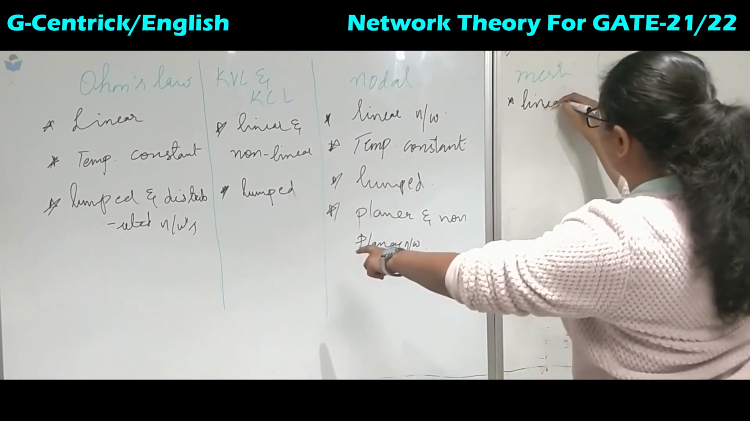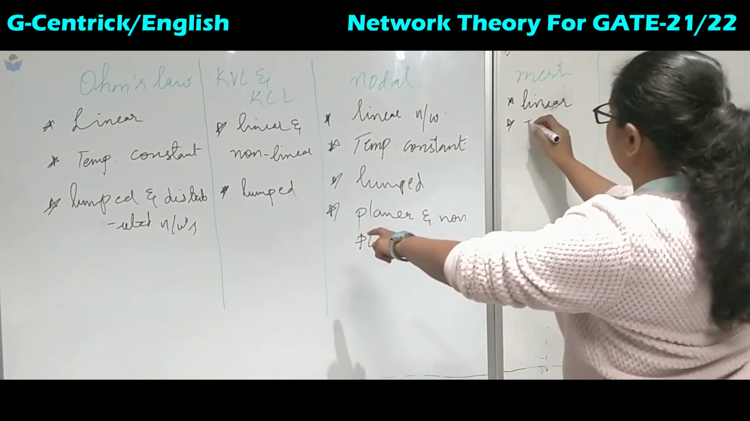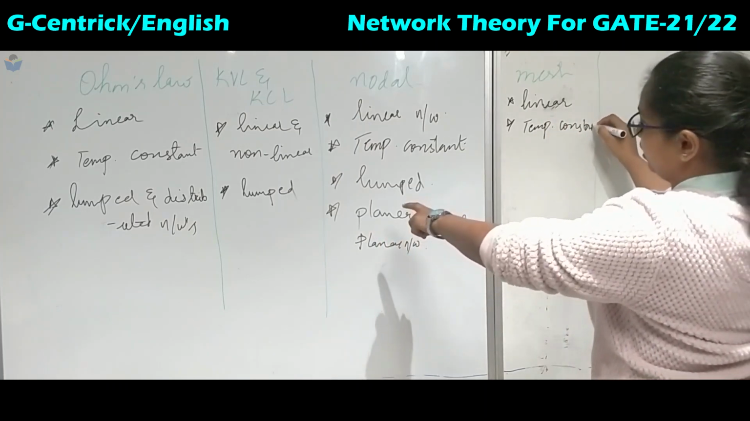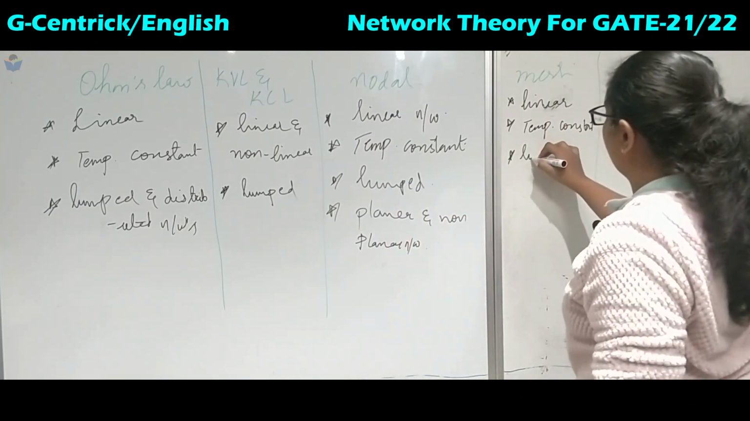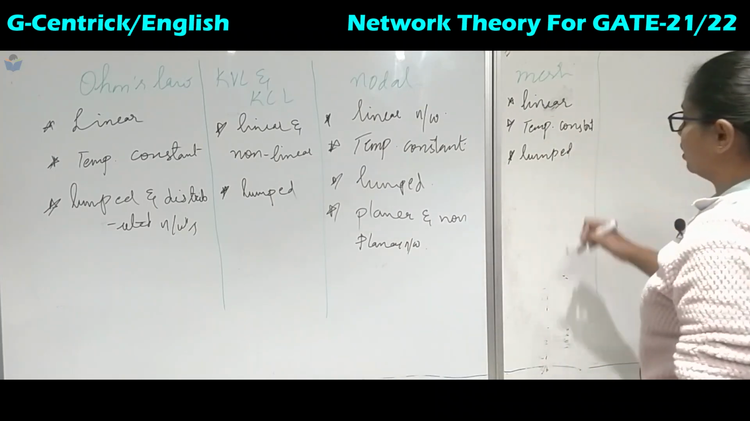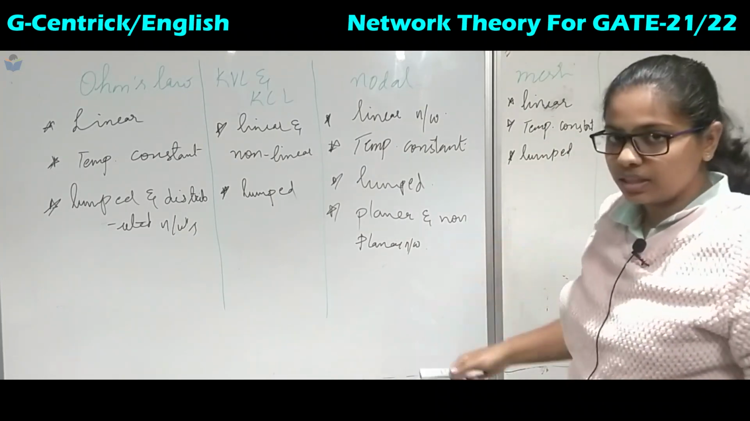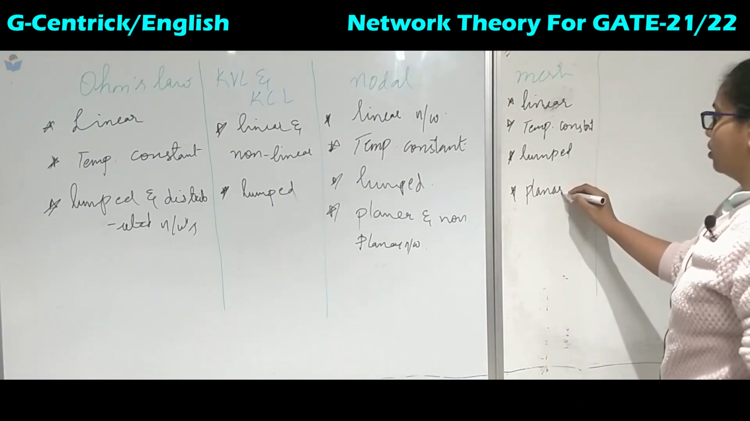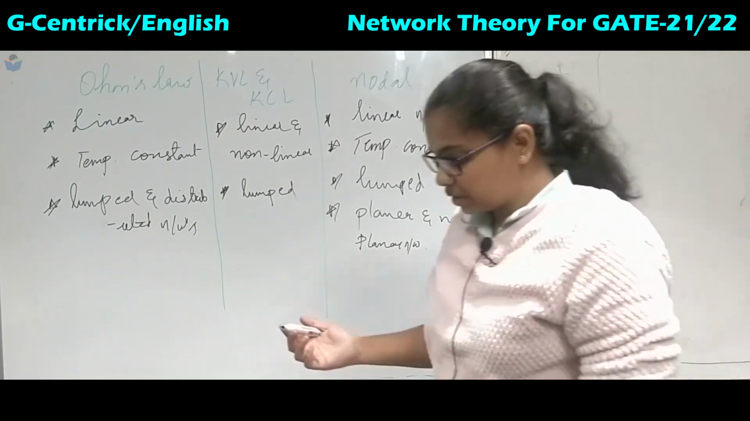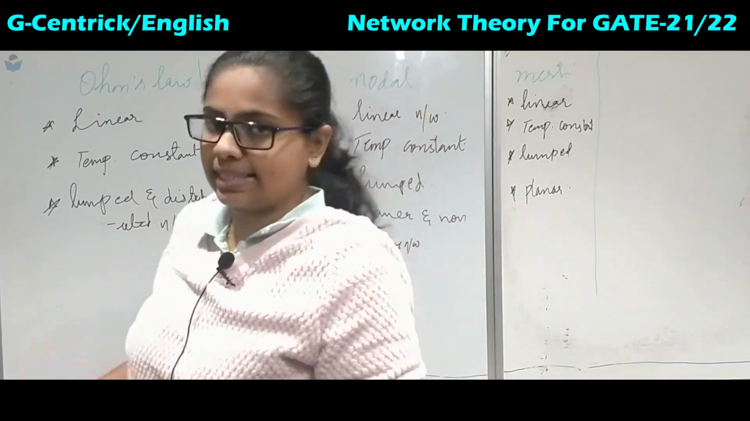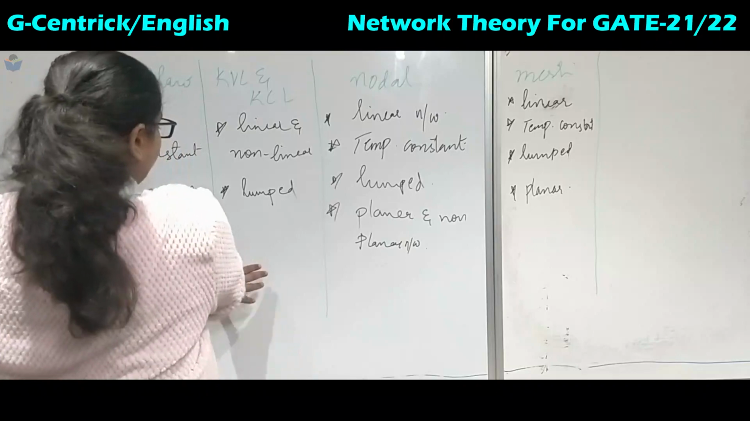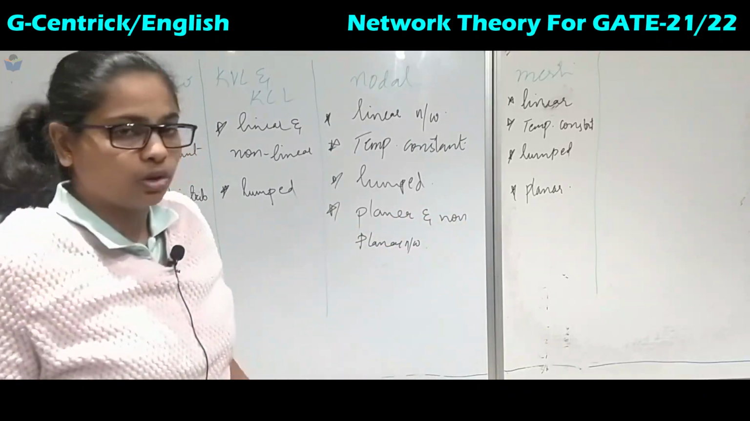Similarly for mesh analysis, the first three points remain similar. It is applicable for linear networks, the temperature must be constant, and it is applicable only for lumped networks. But the fourth point changes: mesh analysis is only applicable for planar networks. So this is the comparison between Ohm's law, KVL, KCL and nodal and mesh analysis. This is basic solving techniques and this is advanced solving techniques.